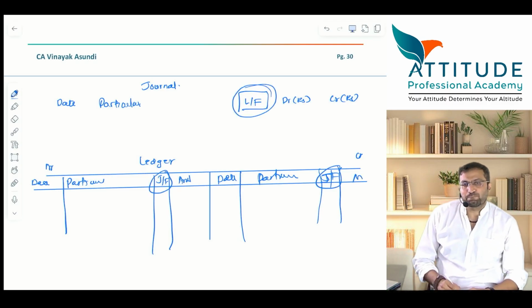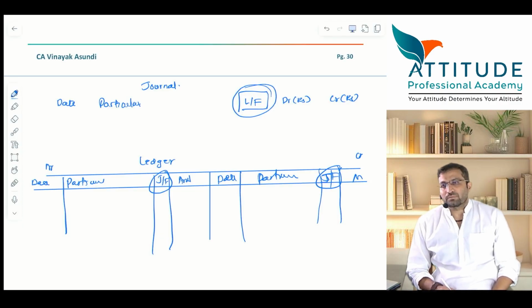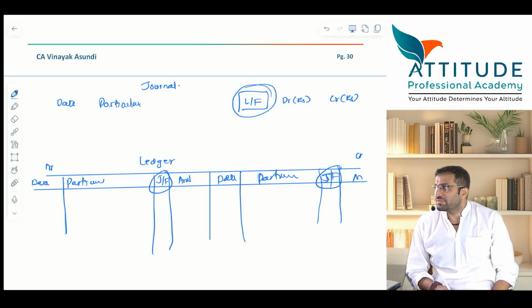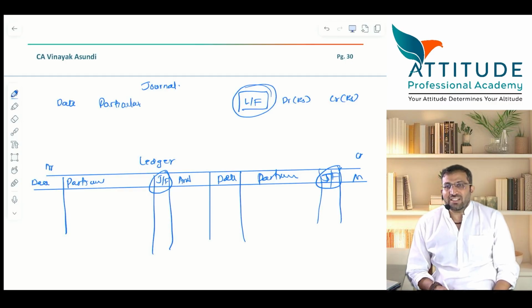What is the meaning of this? What is the importance of this JF and LF? In your college they would have taken, that is one column, you put it, don't write anything in it. Can anybody tell me the meaning of folio? Folio is a page. Is that clear?